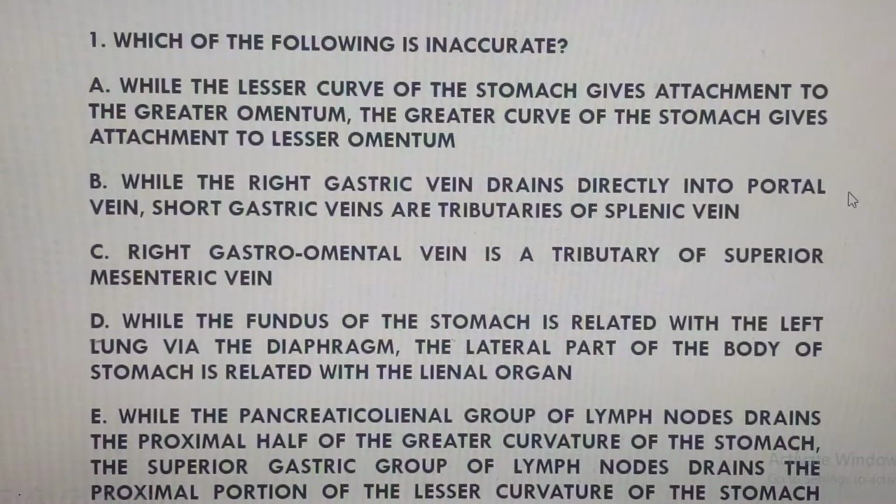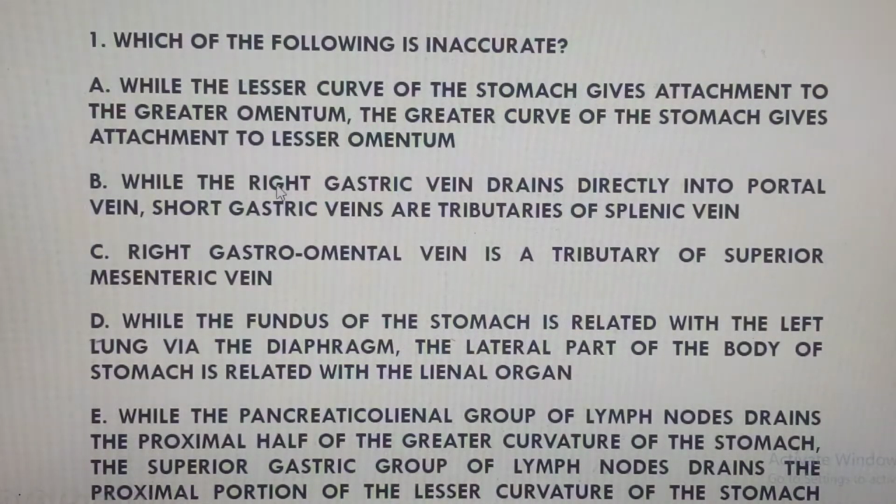Option B says, while the right gastric vein drains directly into the portal vein, short gastric veins are tributaries of the splenic vein. Yeah, that's a very true statement. Even short gastric arteries are branches of the splenic artery. Therefore, their veins, the short gastric veins draining the fundus of the stomach, are also going to drain into the splenic vein. That is why short gastric veins have become tributaries of the splenic vein.